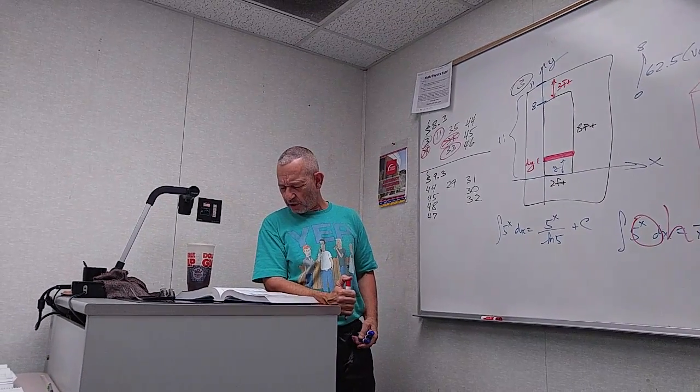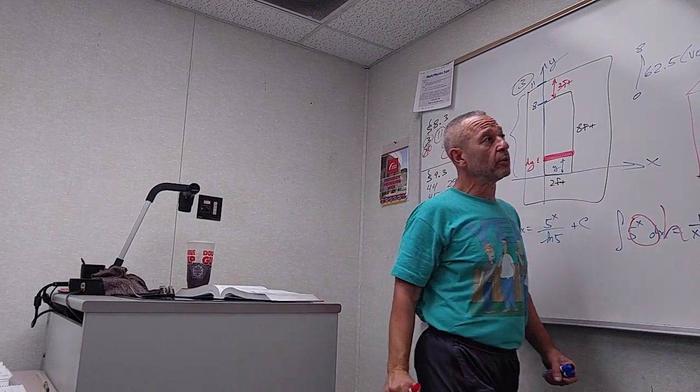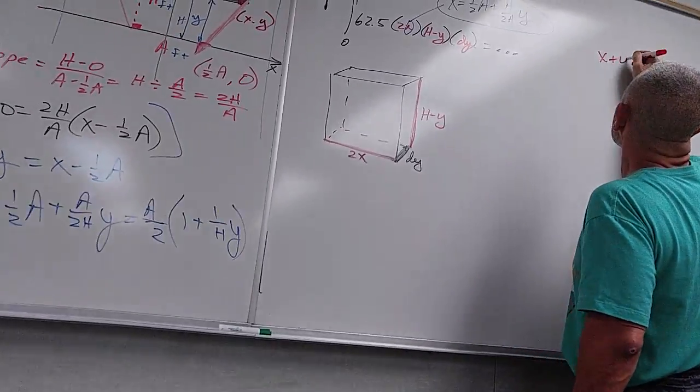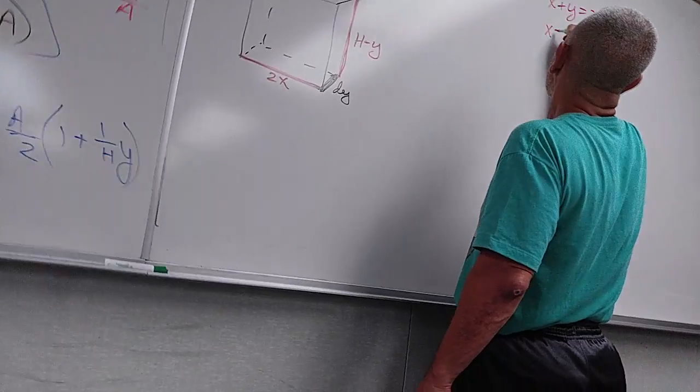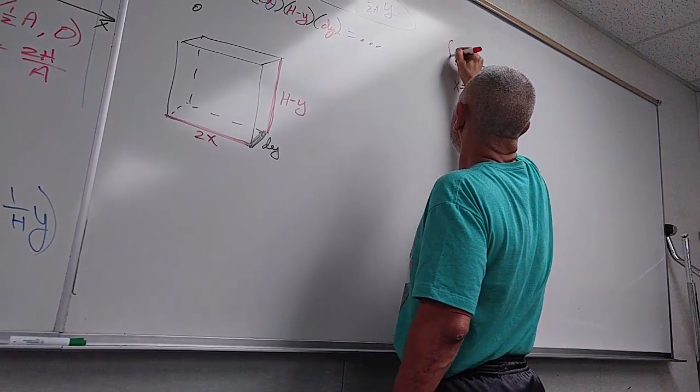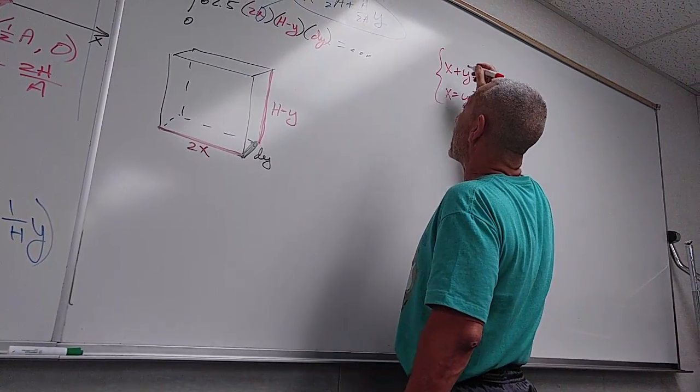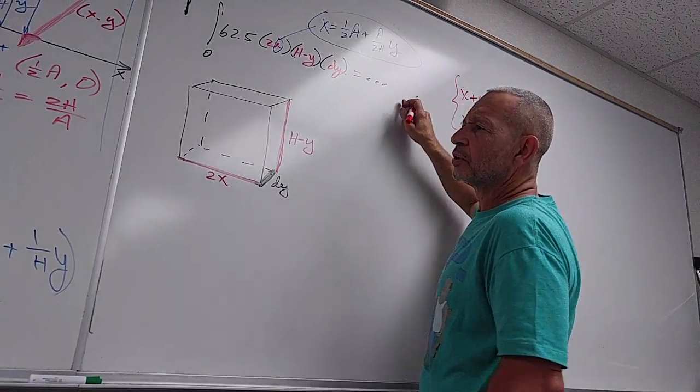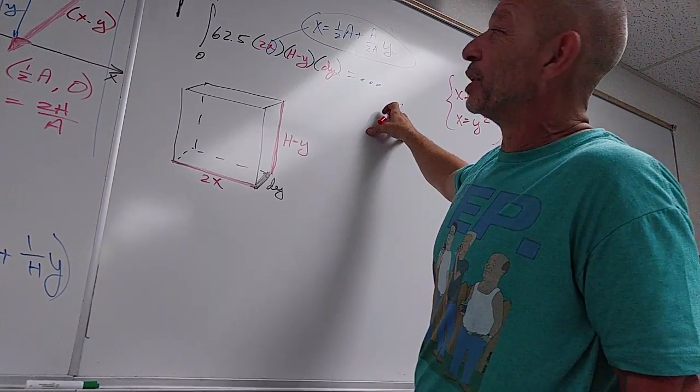x plus y equals 2 and x equals y squared. And we're supposed to find the centroid of the region bounded by those curves. And this is 33.